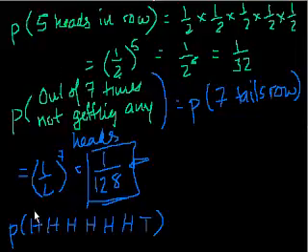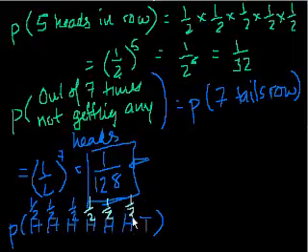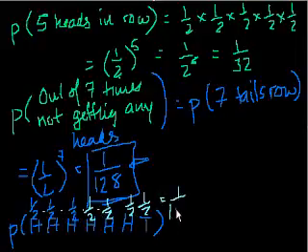And what's the probability of this? Well, there's a 1/2 chance of getting a heads, 1/2 chance of a heads, 1/2 chance of a heads. Let me switch colors. 1/2 chance of a heads, 1/2 chance of a heads, 1/2 chance of a heads, and then 1/2 chance of a tails. But once again, this is just 1/2 times 1/2 times 1/2 times 1/2 times 1/2 times 1/2, which is equal to 1/128.